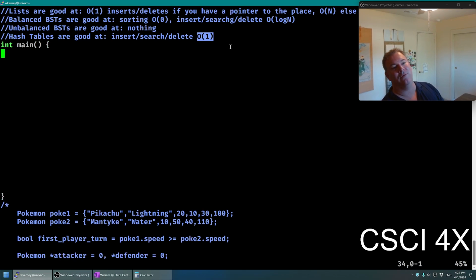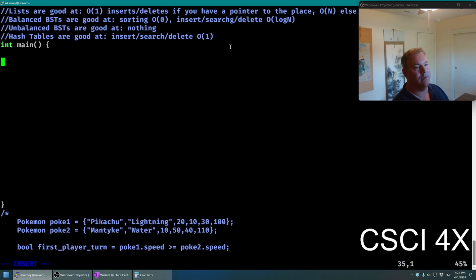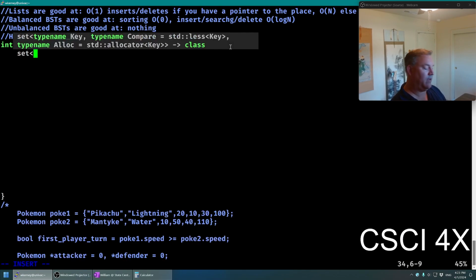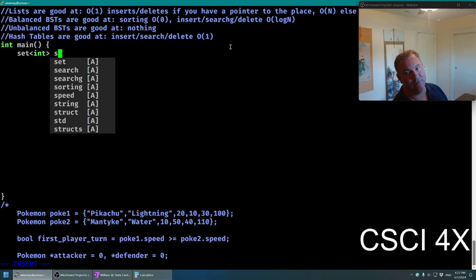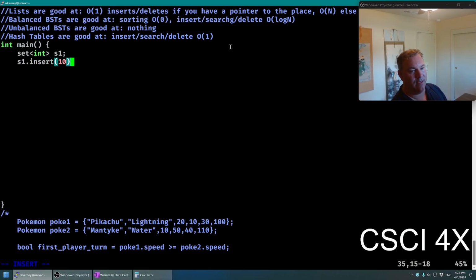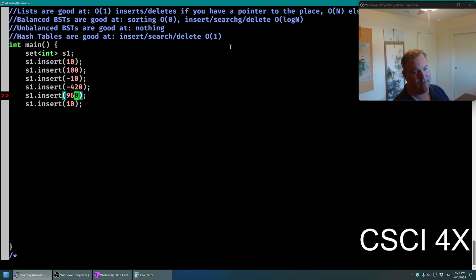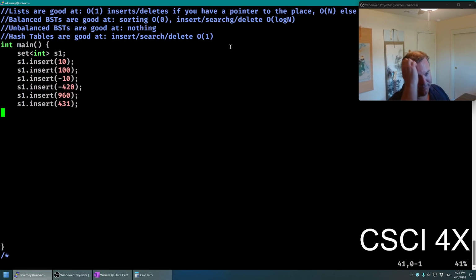So let me show you guys how to do a hash table real fast. Okay. So the BST class is called a set. So if we have a set of integers named s1, we can insert into a set by using insert. So we insert 10, and 100, -10, and -420, and 960, and whatever. Insert some numbers. This is all insert.